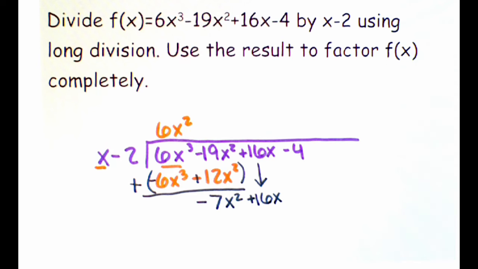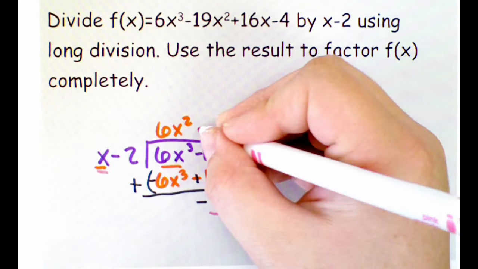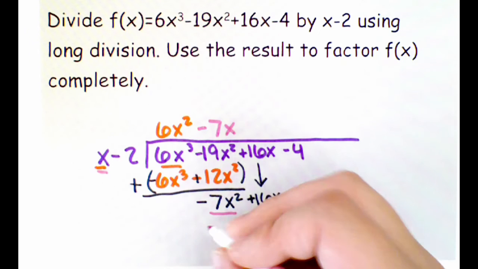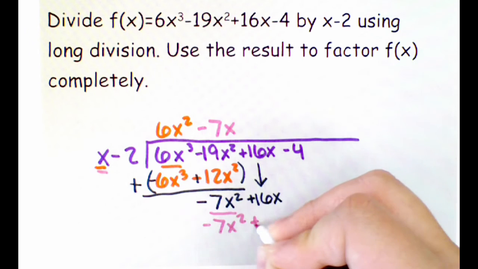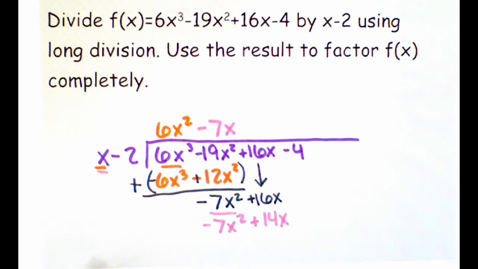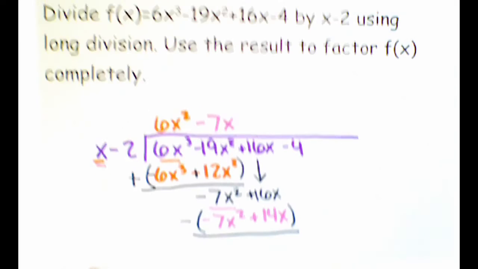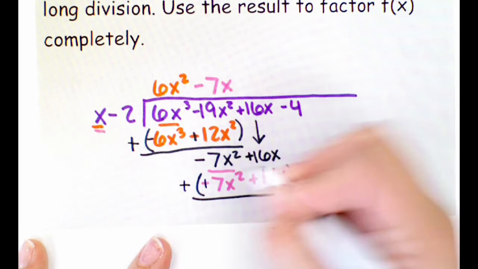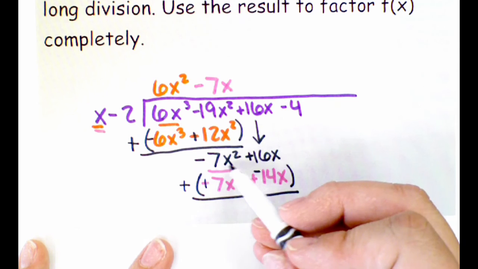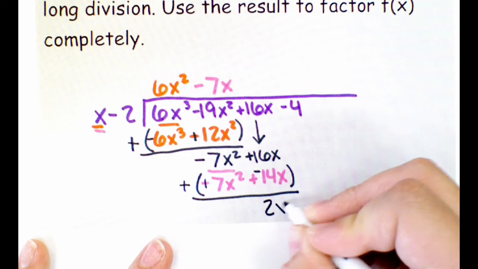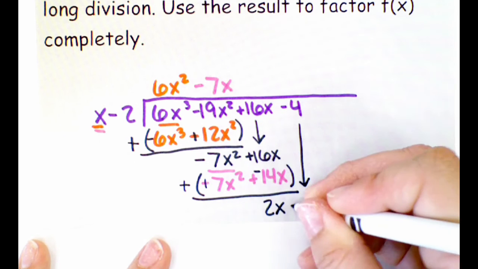And now I ask myself again, okay, x times what makes this number now? X times what makes negative 7x squared? Well, that's negative 7x. Now I'm multiplying negative 7x by the whole divisor. Makes negative 7x squared plus 14x. Now again, I will subtract. Whole thing in parentheses there. And this is why I like to change my signs to plus the opposite. Negative 7x squared plus 7x squared is 0. 16x plus negative 14x is 2x. And then I bring down the last piece.